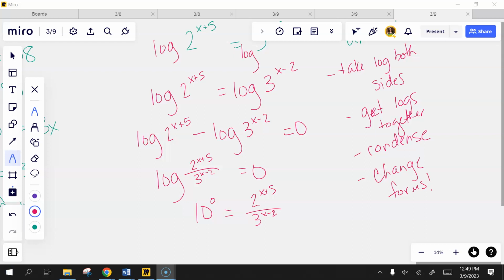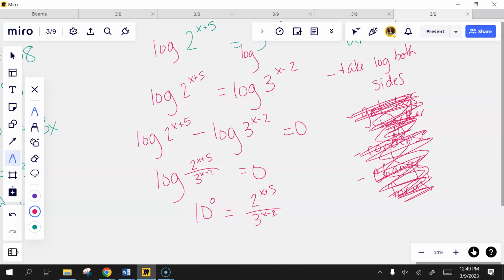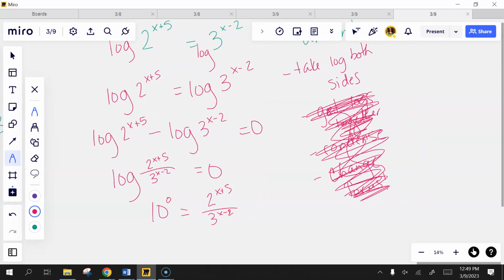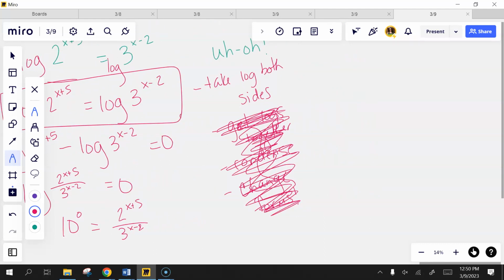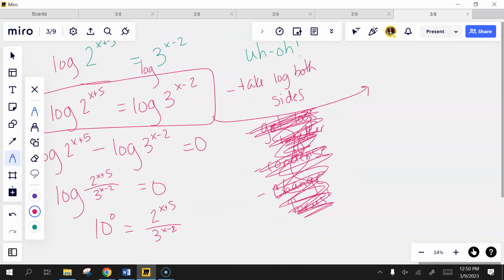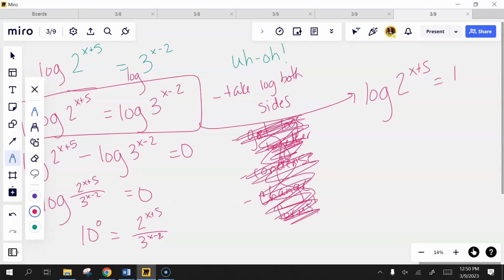Once we take the logs of both sides, I had to write it down. I haven't done this in a long time. Once I take the log of both sides, so pick up right here. All right, so my brain's in calculus mode.